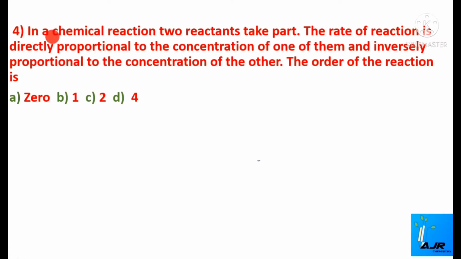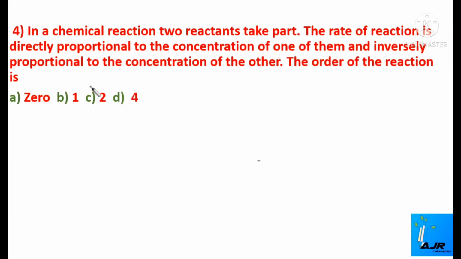Read the next question. In a chemical reaction, two reactants take part. The rate of a reaction is directly proportional to the concentration of one of them. It's given that the rate of the reaction is directly proportional to the concentration of one of the reactants and inversely proportional to the concentration of the other. Then they are asking you to find out the order of the reaction.